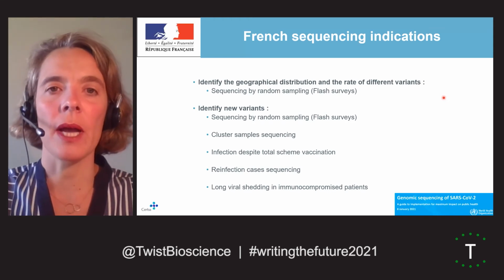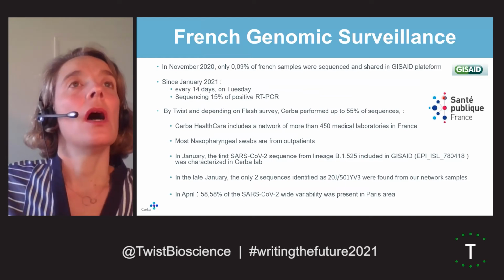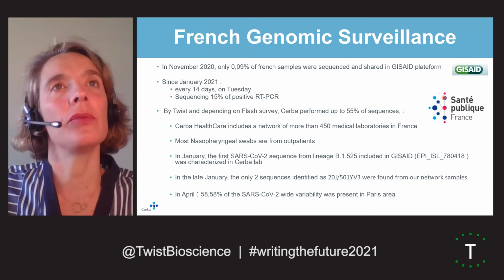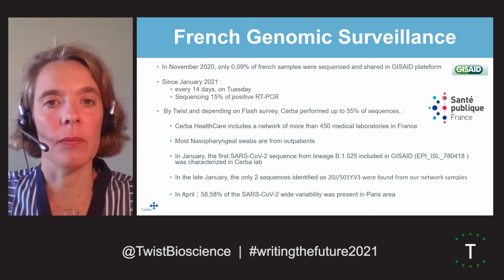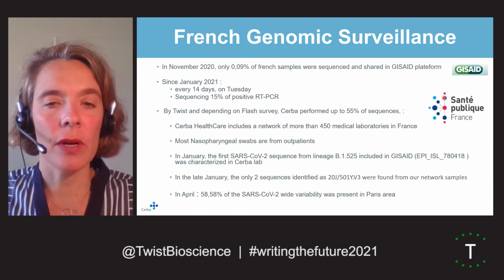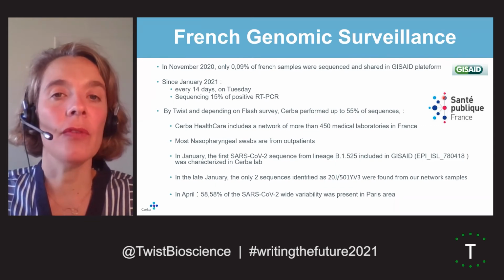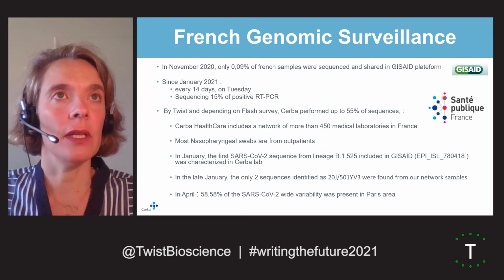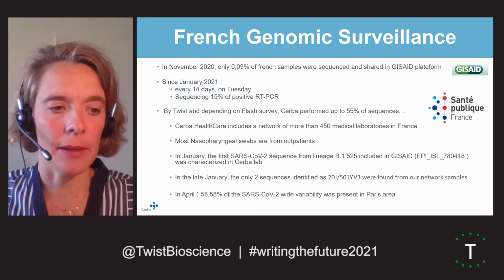in immunocompromised patients. In November 2020, as you know, only 0.09% of French samples were sequenced and shared in the GISAID platform. Since January 2021, the French Public Health Authority implemented flash surveys every 15 days on Tuesday in order to sequence 15 to 25% of positive RT-PCR.